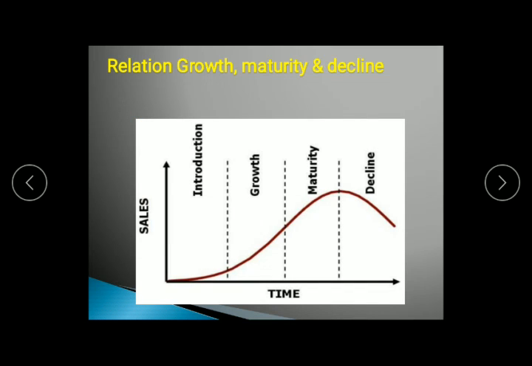Now let us understand all this concept by using a graph. Suppose we plot the graph of sales of product against time. Initially your sale is less in the introduction phase because very few customers are aware of your product. So you have to do marketing in this phase. You have to promote your product in this phase. You have to concentrate on the quality of the product in the introduction phase.